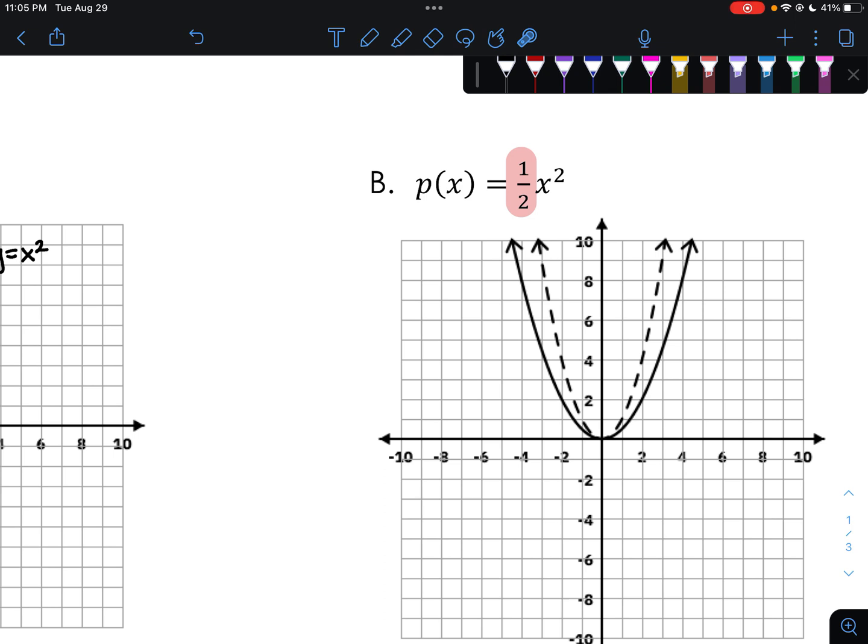compress my graph. So if I take 0, 0 and I multiply the y value by 1/2, I still have 0, 0. If I take this point at 1, 1 and multiply the y value of 1 by 1/2, I get 1, 1/2, which is where that solid line is. If I take my y value at 2, 4 and multiply it by 1/2, well, 4 times 1/2 is 2. So notice I have a point at 2, 2. So it's going to keep getting wider and wider.